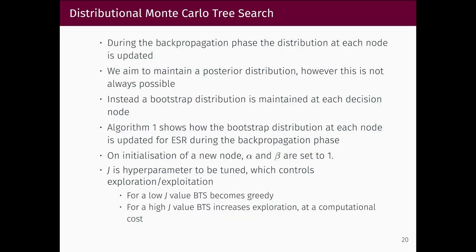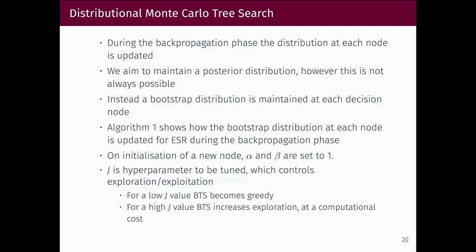So during the back propagation phase, the distribution at each node is updated. As I said already, we aim to maintain a posterior distribution, but this is not always possible, and this is where the Bootstrap Thompson sampling comes in. Instead, we maintain a Bootstrap distribution at each decision node. Algorithm 1 on the next slide shows how the Bootstrap distribution at each node is updated for the ESR criterion, and that happens again at the back propagation phase.